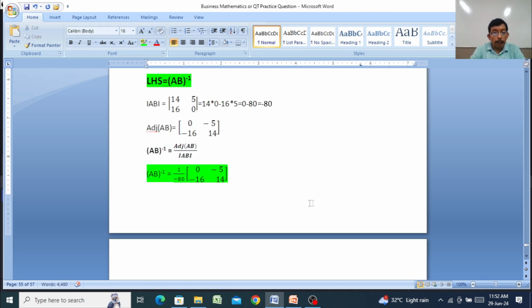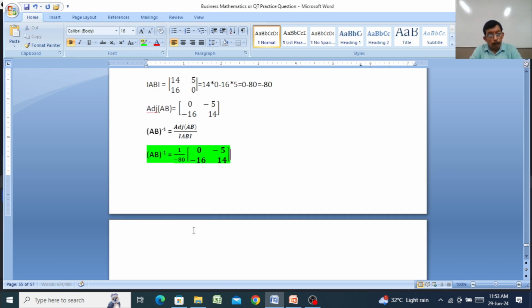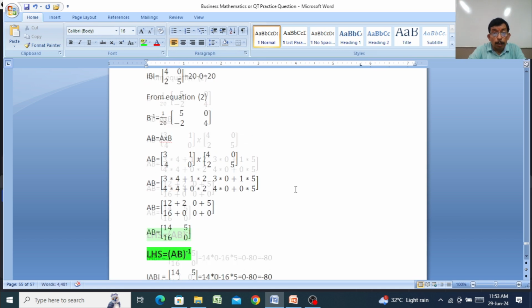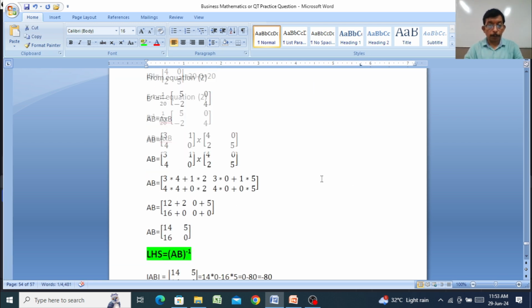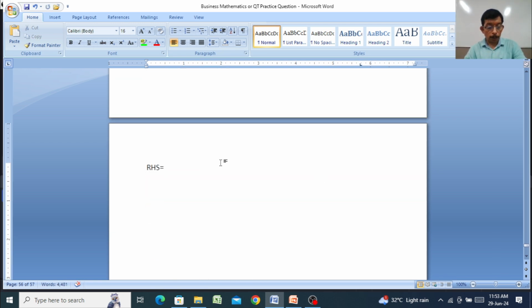Now we find the RHS side. RHS, right hand side. RHS is given as B inverse A inverse. Note down here.